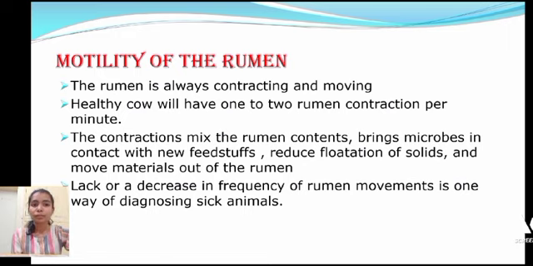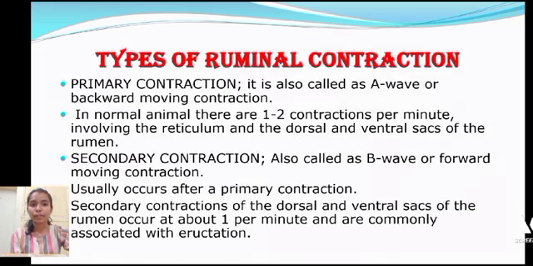Motility of the rumen. The rumen is always contracting and moving. A healthy cow will have 1 to 2 rumen contractions per minute. This contraction helps in mixing the rumen content, bringing the microorganisms in contact with the new feedstuff. It also reduces the flotation of the solids and moves the materials out of the rumen. Lack or decrease in the frequency of rumen movement is one way of diagnosing sick animals.